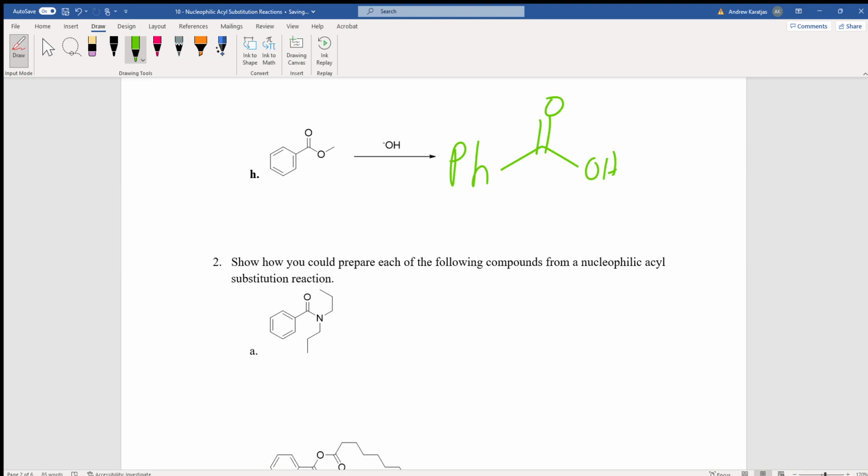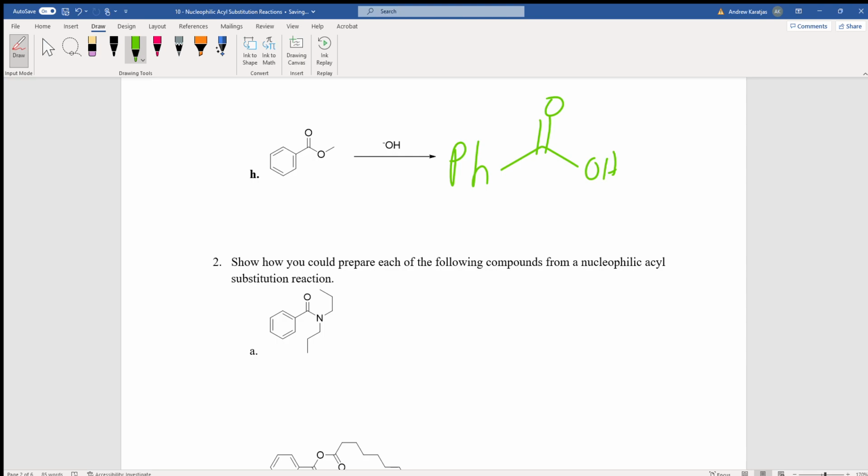All right, question 2, we're looking for some retrosynthesis. I've given you some compounds, and the question becomes, how do we form these? Now, part A, we have an amide, and we've just seen a couple times, again, you can always form an amide from an amine and then a carboxylic acid or an acid chloride.